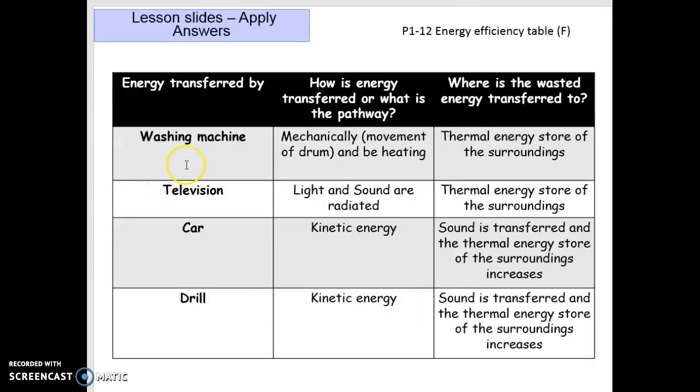Okay, so here we are then. We're transferring the energy mechanically by the movement of the drum, and that should say by heating, but we will transfer some energy to the surroundings as well, and that's our wasted energy because that's not what we wanted from it. Right, I'll let you self-assess the rest. Let's see your green pens out.